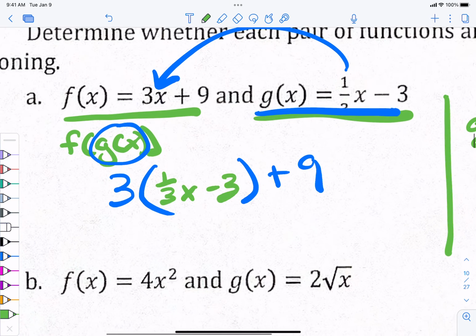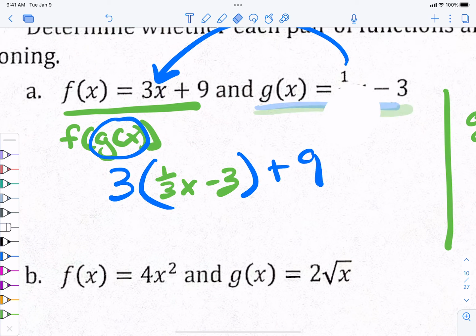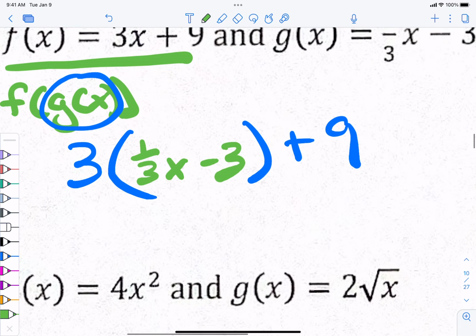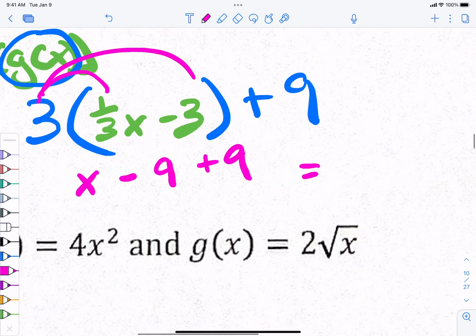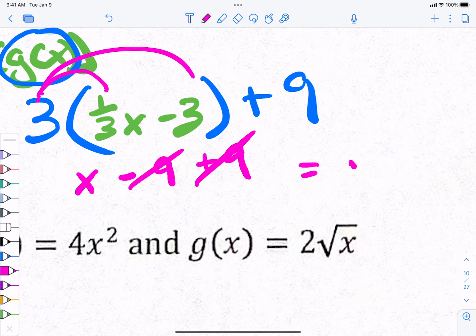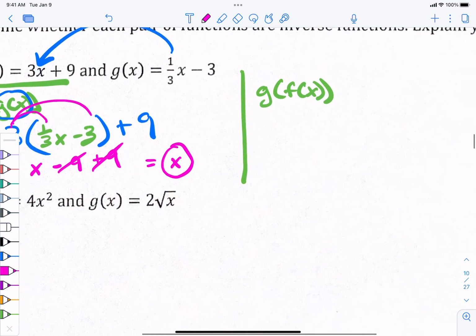I know, it does kind of look like 1/2, but I have my line over top of it. Okay, all right, now what? Let's distribute that. What's 1/3 of 3? 1. This is just x, right? What's 3 times negative 3? Negative 9. Negative 9 plus 9 equals? Those cancel out, so that's just x.